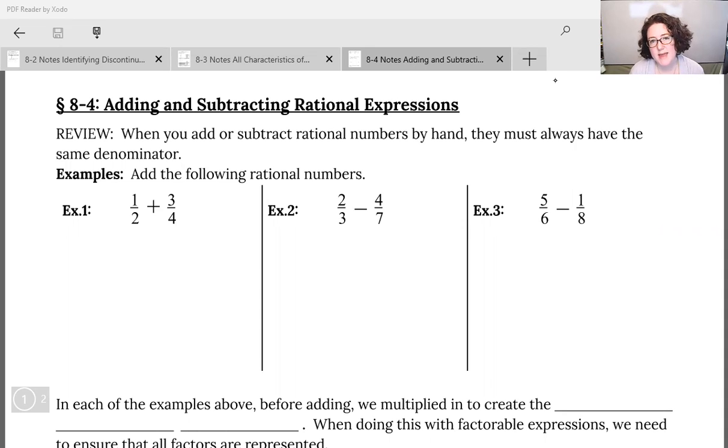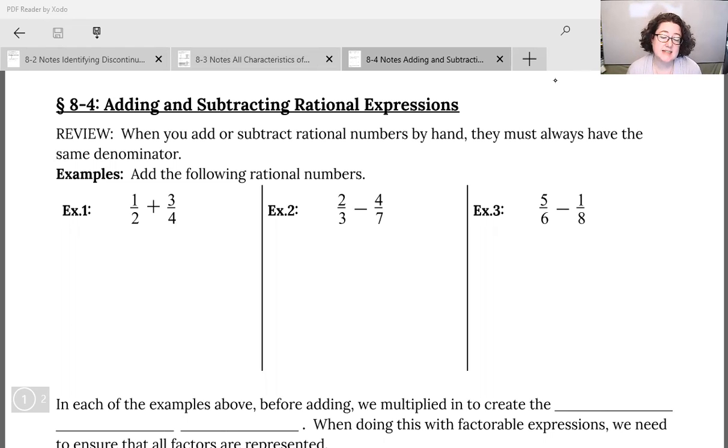So before we add rational expressions with variables in them, we need to remember what our rules are for adding and subtracting just straight out fractions or rational numbers. So the biggest thing is when we multiplied and divided, we didn't really care about the denominator so much as what order we were multiplying our parts in.